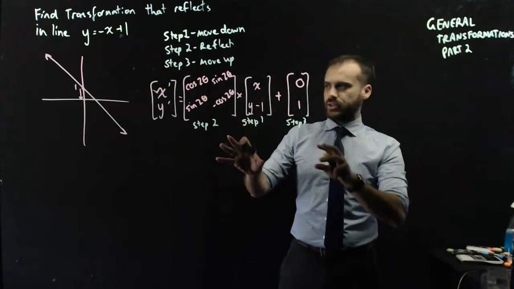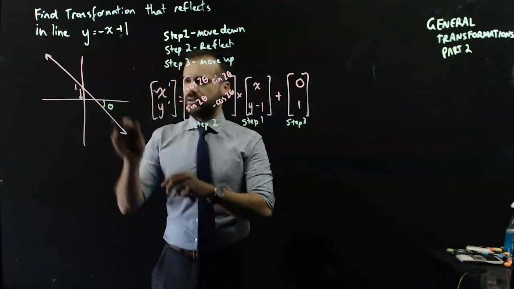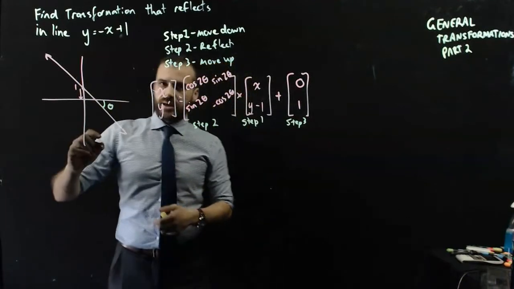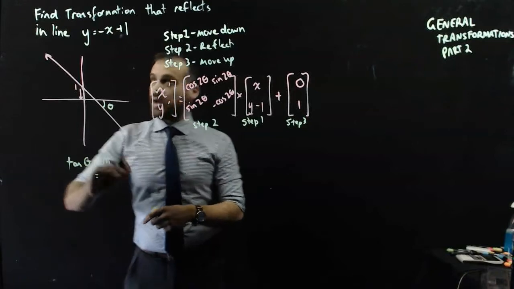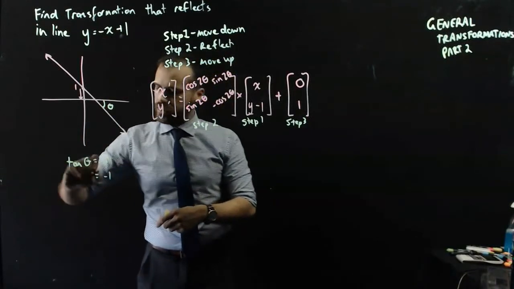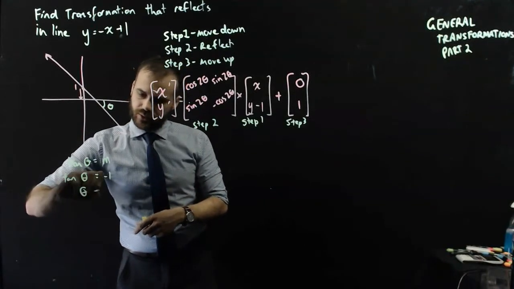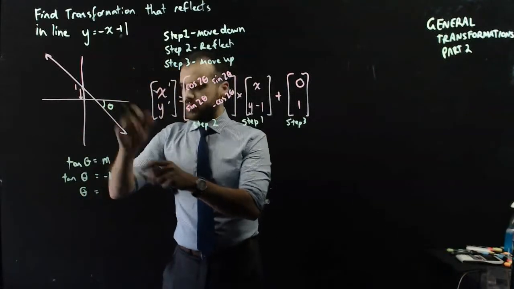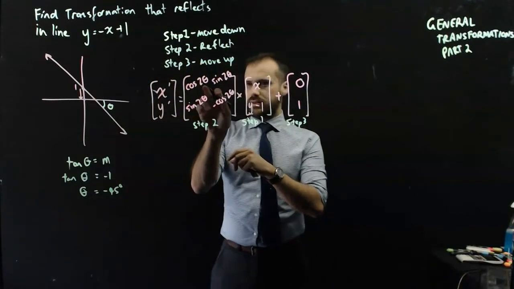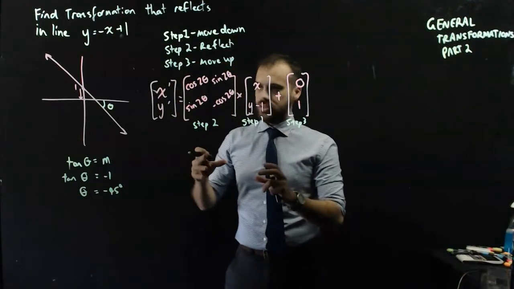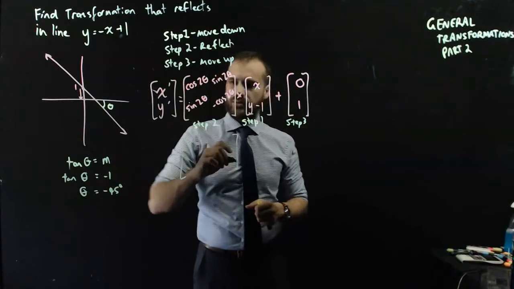So before we do the calculation, I just need to know what that theta is. In other words, I need to know what that angle is there. Now we know that tan theta equals m, and m in this case is negative 1. And then theta will be equal to, in this case, negative 45 degrees, which means that 2 theta is 90 degrees. So now I can do that, and I will just do that in one step.